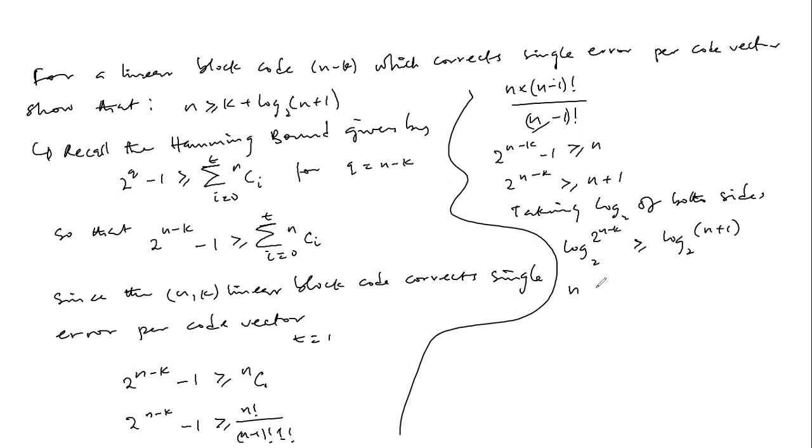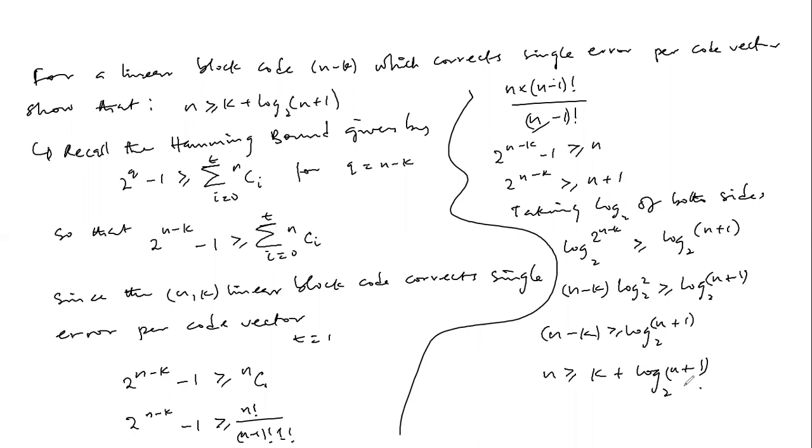This now gives us n minus k times log 2 base 2 greater or equal to log 2 of n plus 1. So this reduces to 1. So n minus k is greater or equal to log of n plus 1 base 2. So then n is greater or equal to k plus log of n plus 1 base 2.